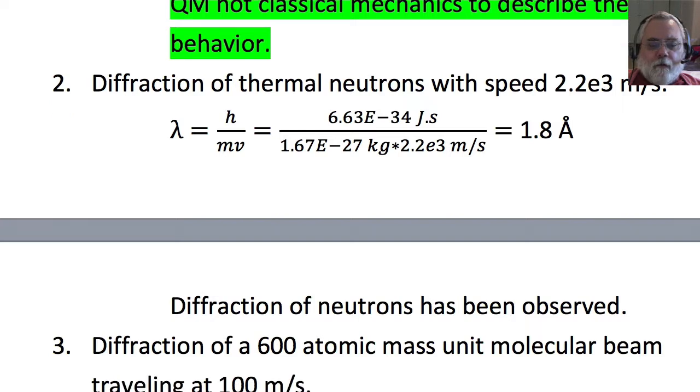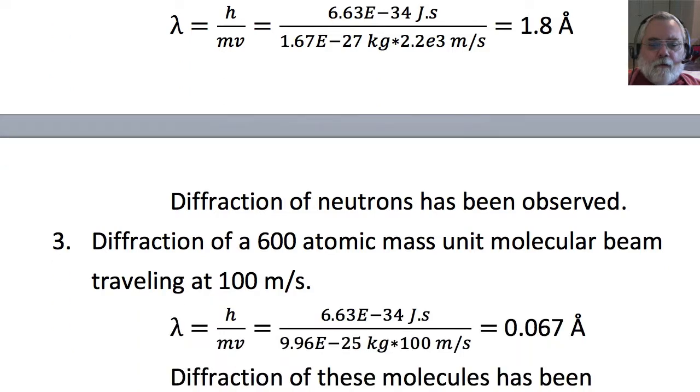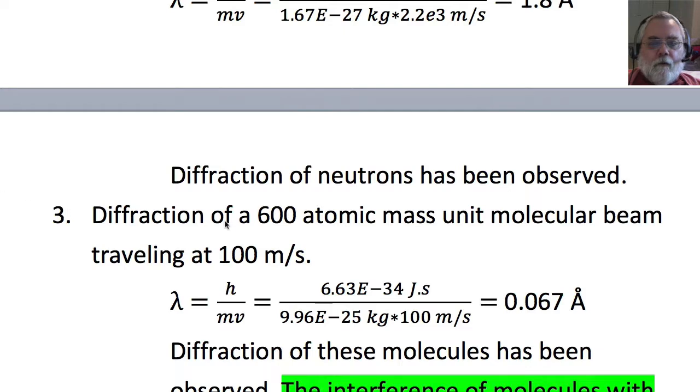Now, we're used to thinking that quantum mechanical things only operate on the scale of an electron or an atom, but molecules of 600 atomic mass units, so the weight of 600 protons and neutrons, a molecular beam of those molecules traveling at 100 meters per second, that has a wavelength of 0.067 angstroms, and diffraction of those molecules has been observed.